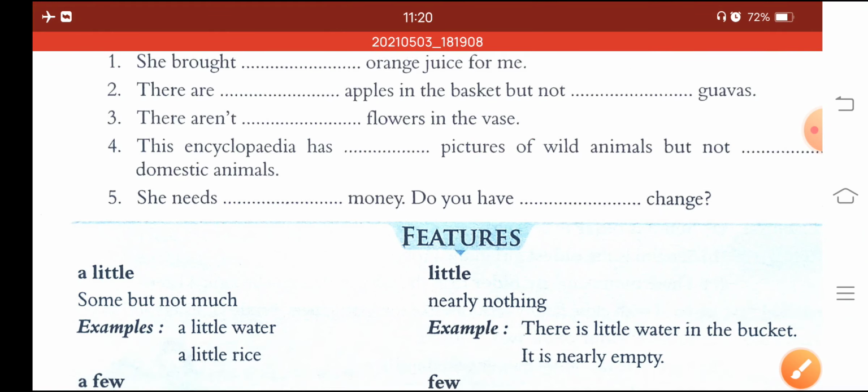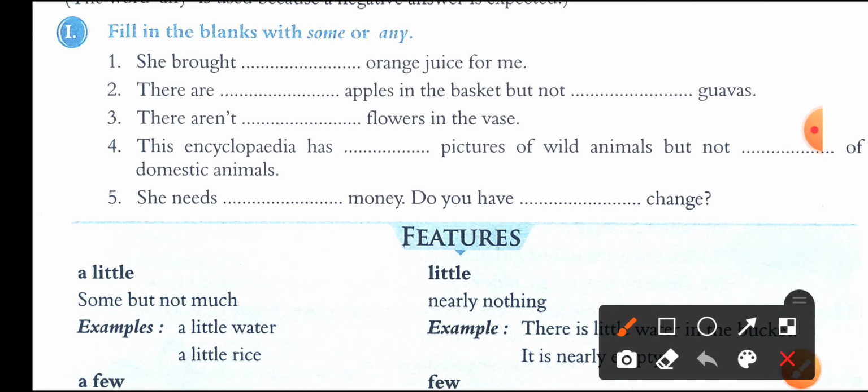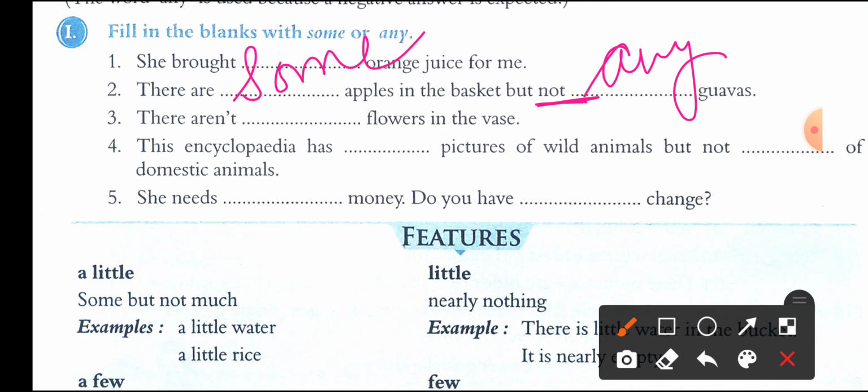Second is there are dash apples in the basket but not dash guavas. So here in the first part of the sentence there are dash apples means positive है, so negative नहीं है sentence. So there are some apples in the basket. So in first part you will do some, and in the basket but not dash guavas, here it is what? Negative. So here you will do any guavas. Okay.